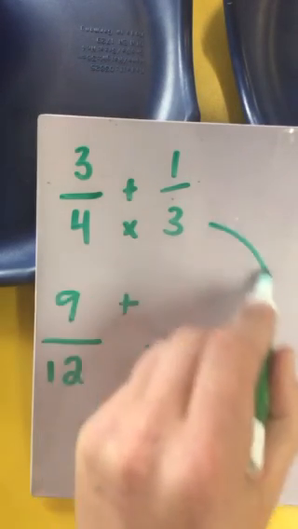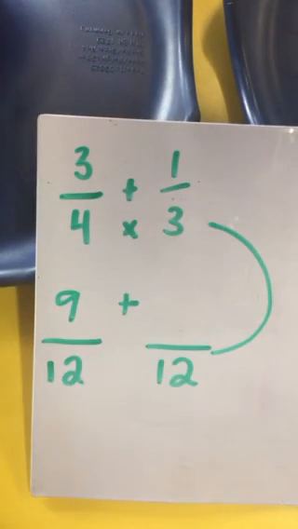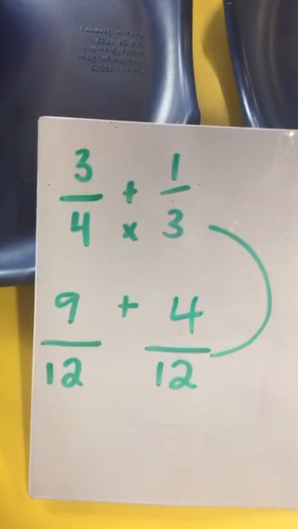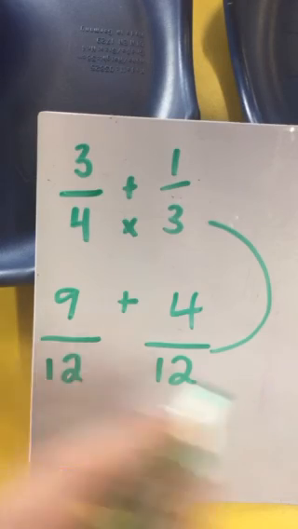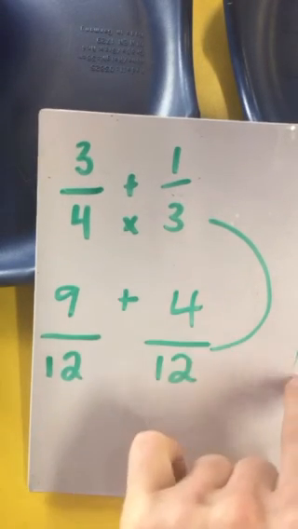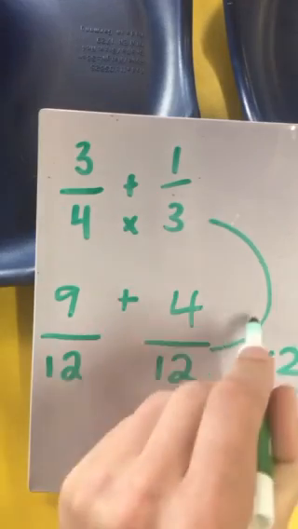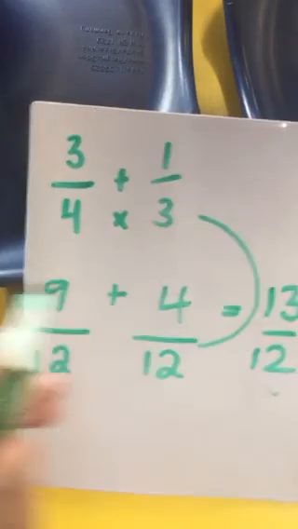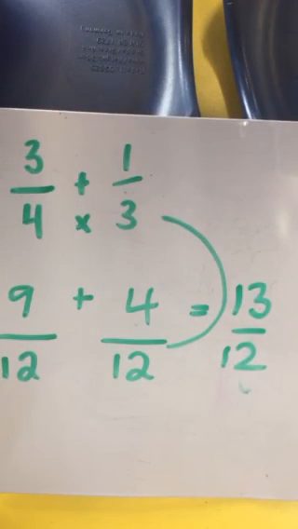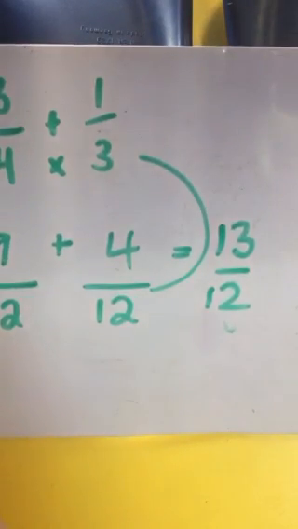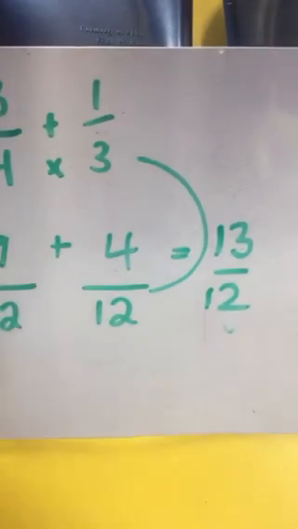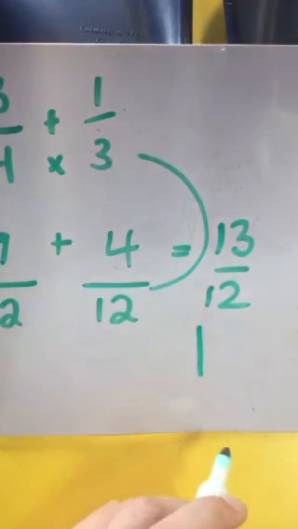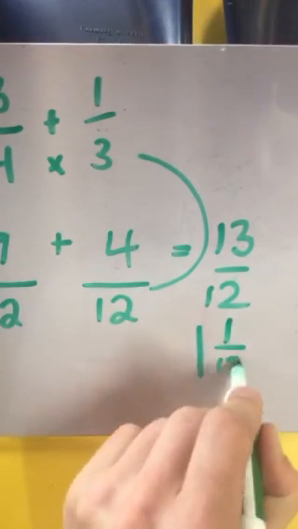How did we change this 3 and make it a 12? We times it by 4. So we have to times the numerator by 4 as well. Nine plus 4 is 13. Can you please make sure that you're changing that to a mixed number? You'll notice there that the numerator is larger than the denominator. So it's actually 1 whole and 1/12.